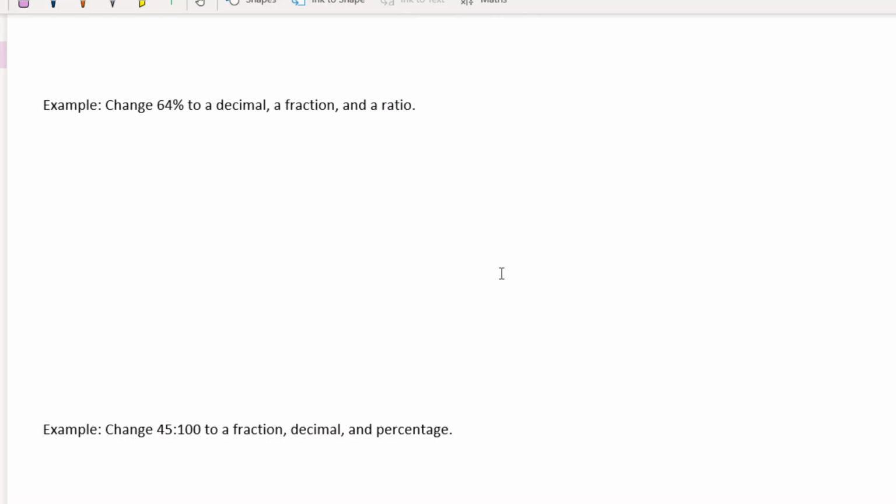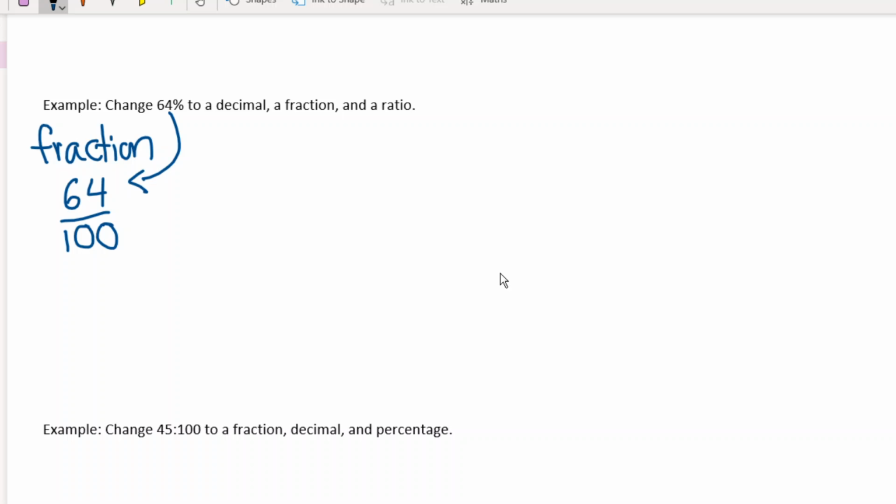So here's our first example. Change 64% to a decimal, a fraction, and a ratio. Let's do fraction first. So we'll do fraction here in blue. And what we do is we just take that 64, we put it on top, and we put 100 on the bottom. Done. Well, it is done, but we can do better.